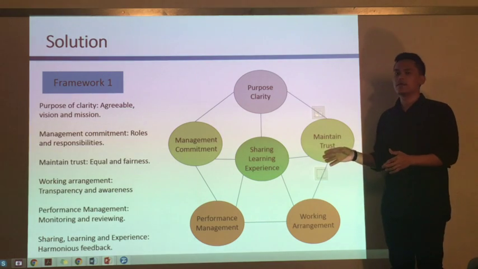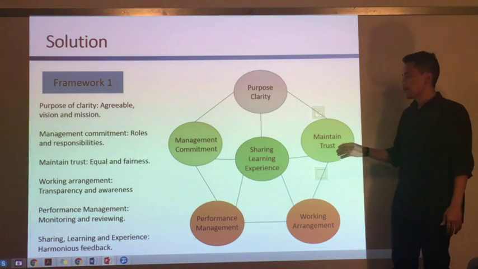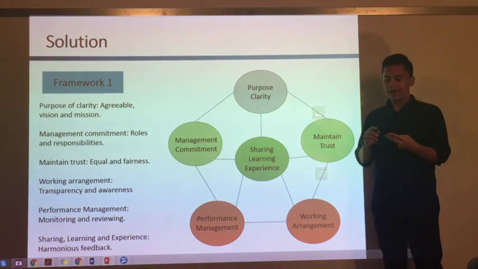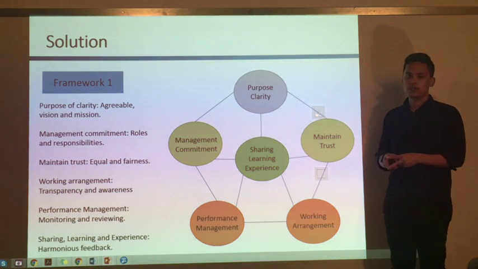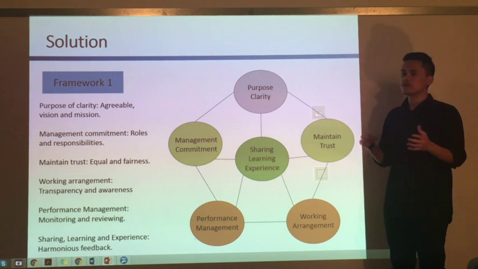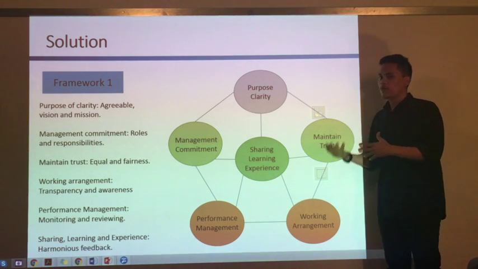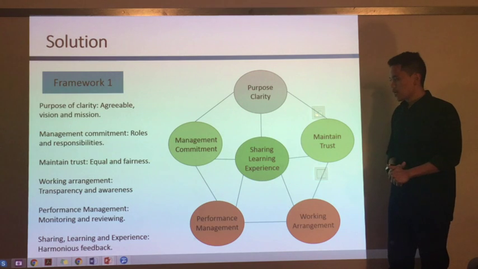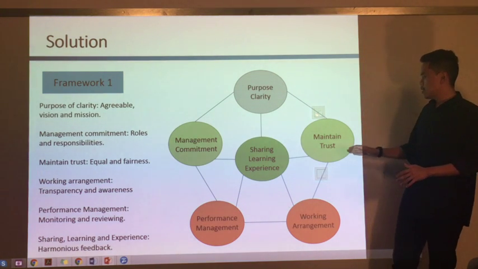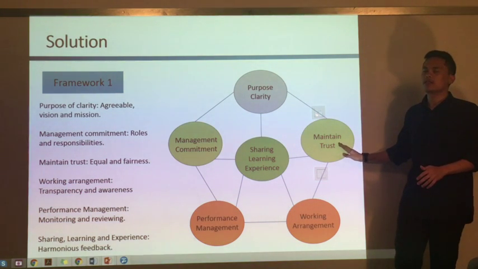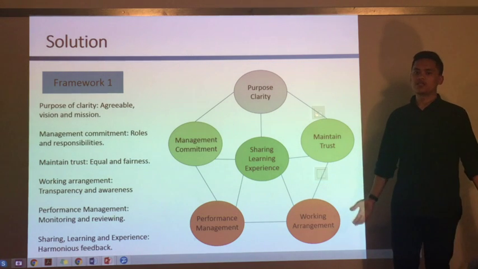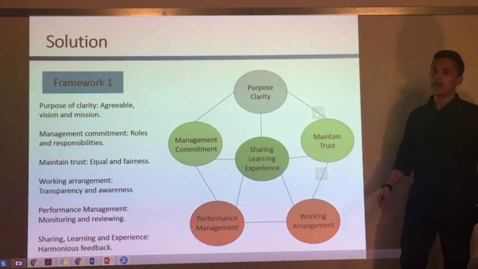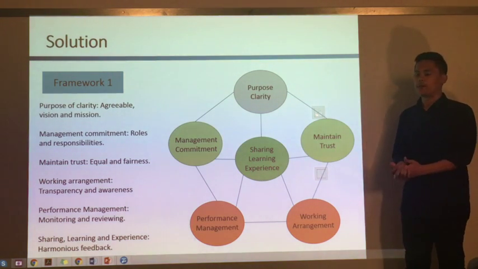What we mean by roles and responsibilities is that there will be at least two partners, the BPO provider and the client. Each partner should know their role and responsibility on how they deliver their service. The next one is maintaining trust. Maintaining trust is really important. I believe this could be the core of any kind of business relationship. Without trust, I don't think any partnership will happen.